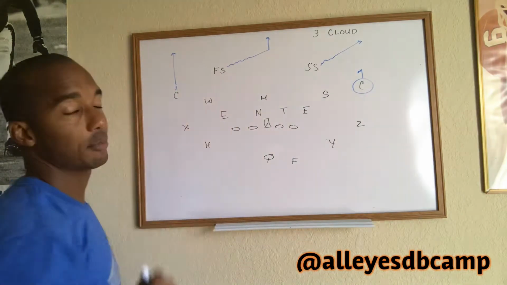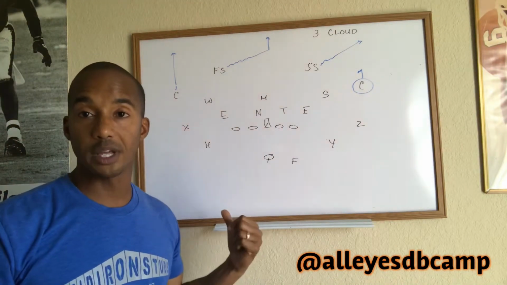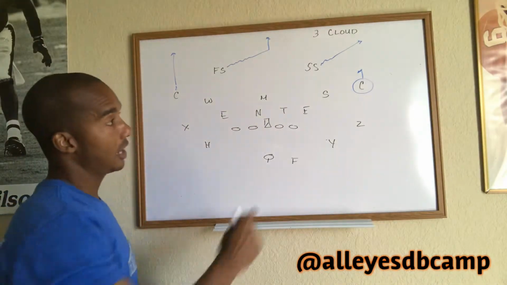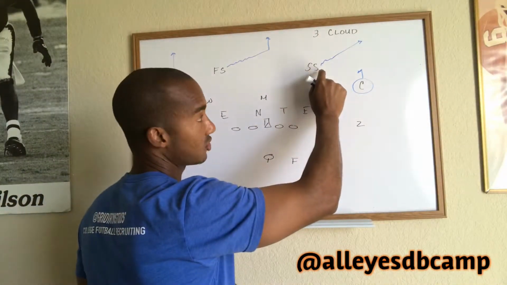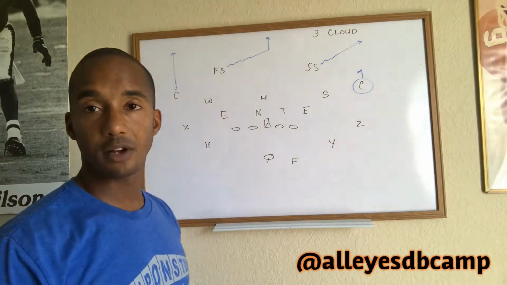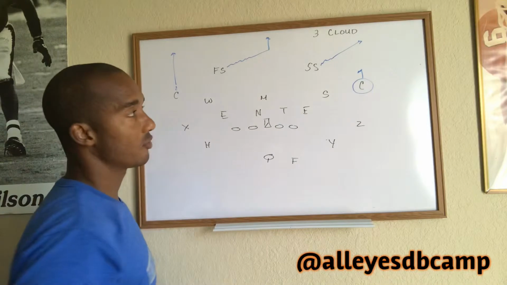Free safety, you've got to communicate with the corner to your weak side. Let him know you're rotating out of there and that he has a deep third. And strong safety, you need to communicate to your corner that we're on the strong side here. You're going to be rolled up, and I'm going to be coming over the top of you.